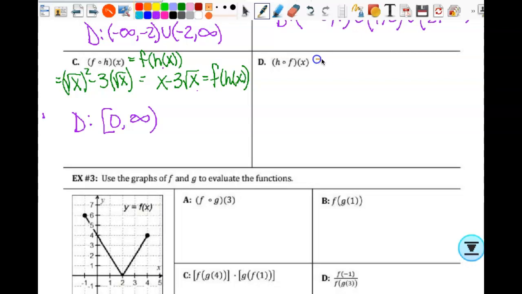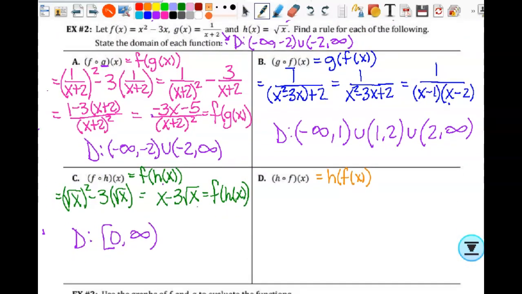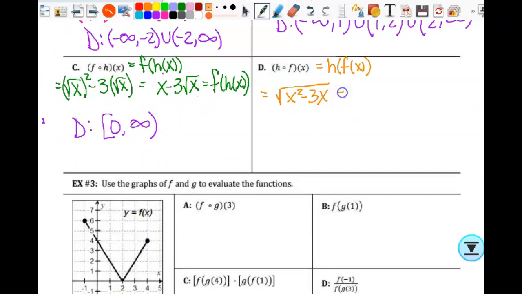All right, so now let's find h of f of x. So h of f of x, I'm going to take f of x, put it in h of x. That is the square root of x squared minus 3x. Can I do anything else to simplify that? Nope. So that is equal to h of f of x. That's all I can do. Just plug it in, and then that's it.